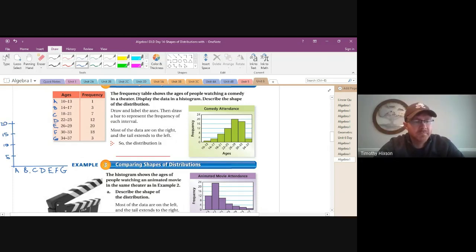Okay. So A only has 1. So the bar here, that's probably even too high. The bar here is only going to go up this high. Okay. So there is A. And then B goes up to 3. So to that high. Okay. C is 7. So we'll go up to about here.